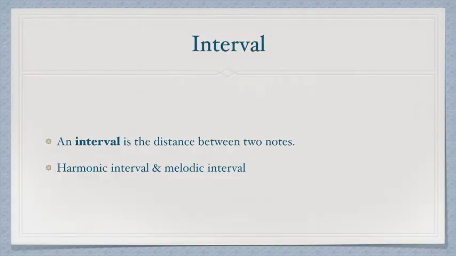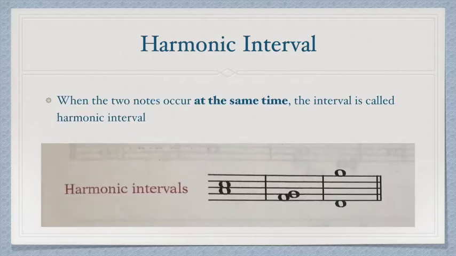Whenever it comes to two notes, intervals tell us all about the relationship features between two notes. An interval is the distance between two notes. There are two types of intervals, the harmonic interval and melodic interval. When the two notes occur at the same time, this interval is called harmonic interval. We can see that the two notes occur at the same time. One is either above or below another one. So this is called harmonic interval.